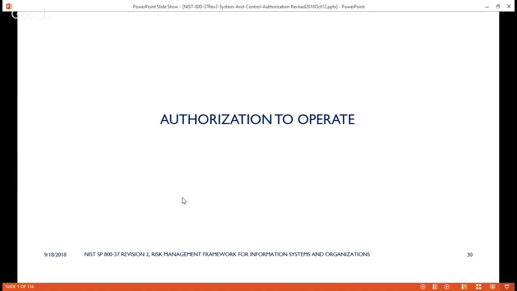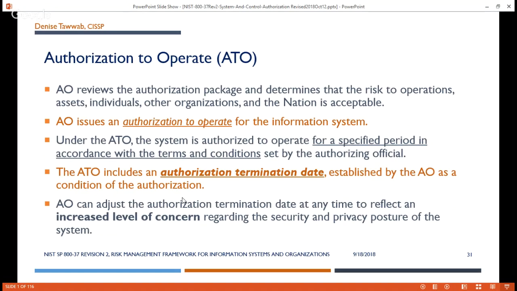First up, authorization to operate. The AO reviews the authorization package and determines that the risk of operating that system or providing those common controls is acceptable, right? At that point, the AO issues what's called an authorization to operate for the information system. Under the ATO, the system is authorized to operate for a specified period in keeping with the terms and conditions set by the authorizing official.